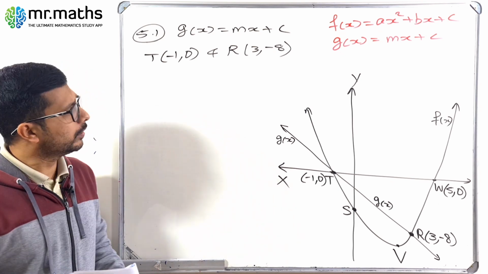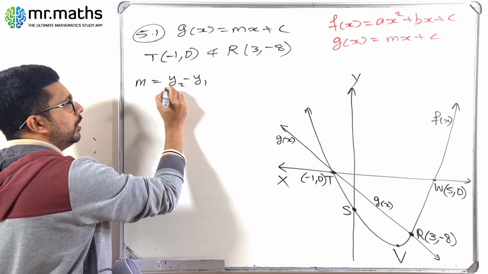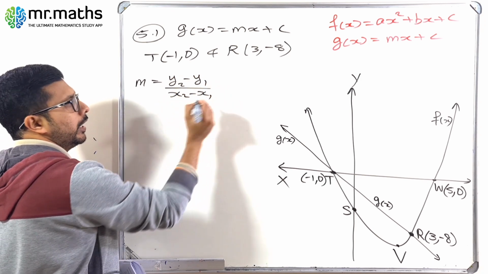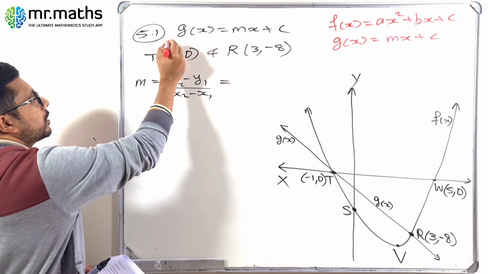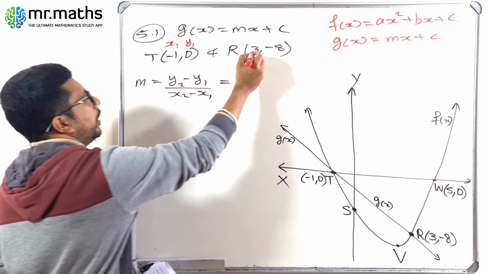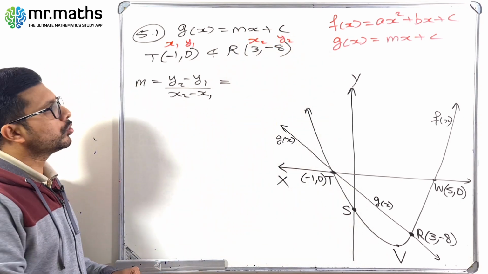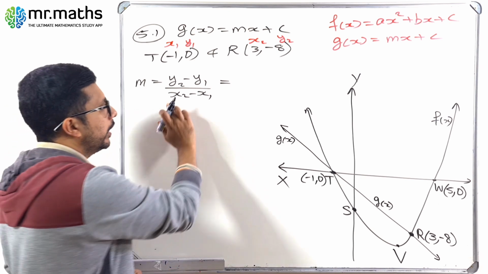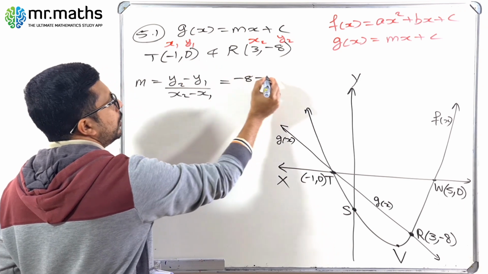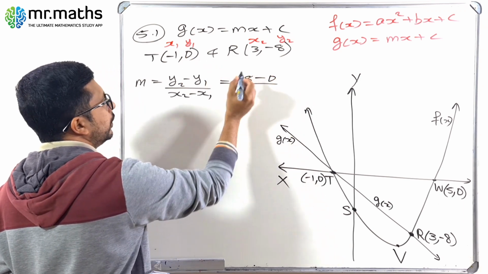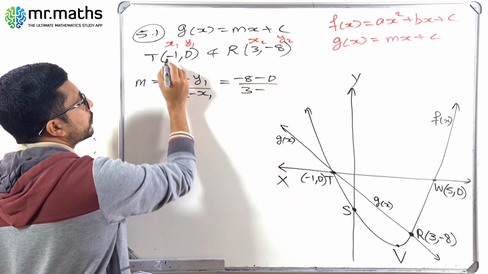Okay, so here what is the gradient formula? M is equal to y2 minus y1 divided by x2 minus x1. Okay, so here this is our x1 y1, and this one is x2 y2. Okay, so what is the formula? Y2 minus y1 divided by x2 minus x1. Okay, y2 minus y1, so it is minus 8 minus 0 divided by x2 minus x1. x2 is 3 minus x1 is minus 1.